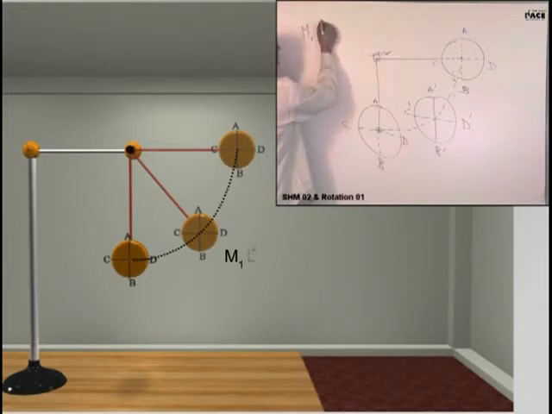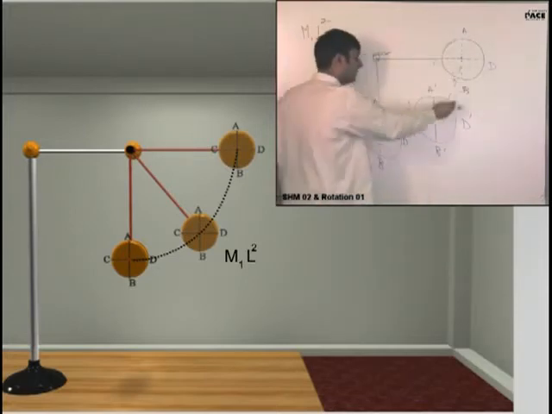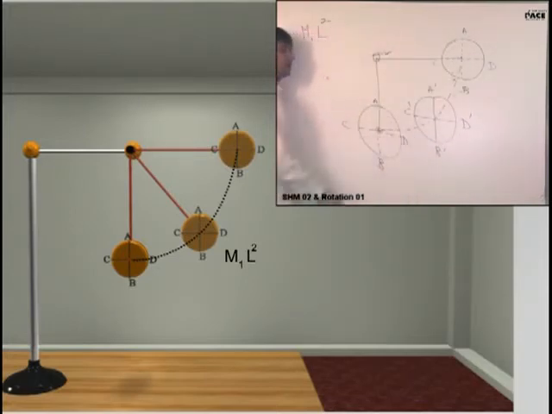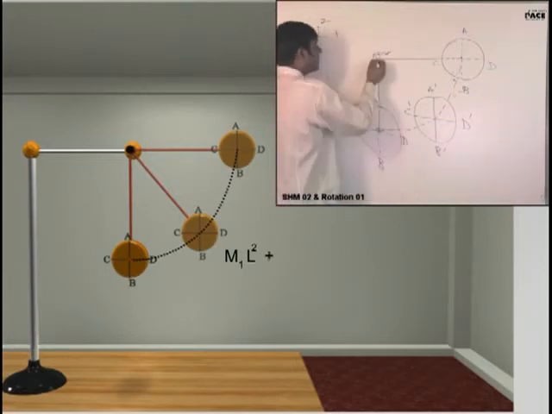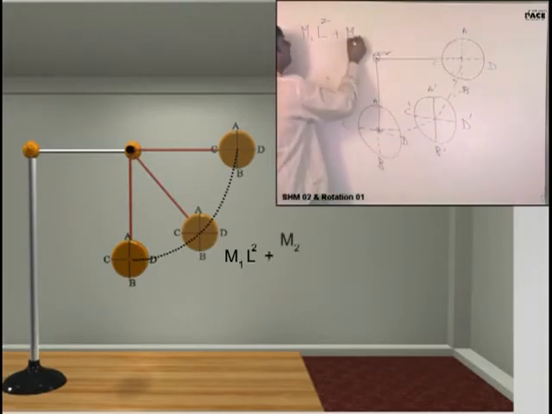m1 L square. The disc is moving in a circle of radius L. It is not rotating about its own center of mass. Plus, the moment of inertia of the rod about this hinge will be what?